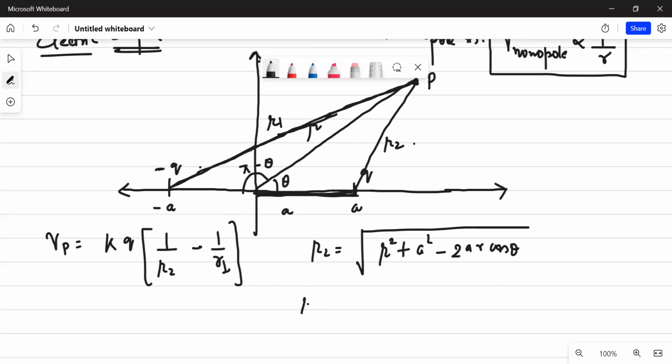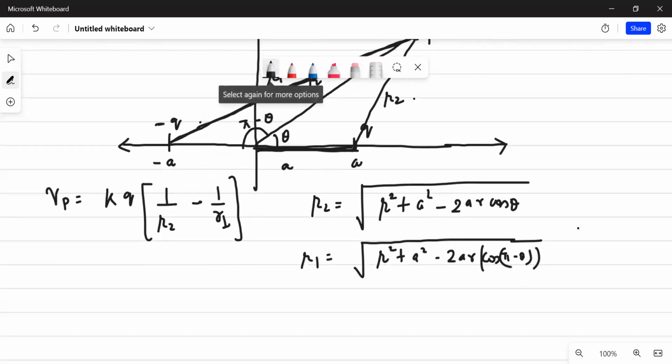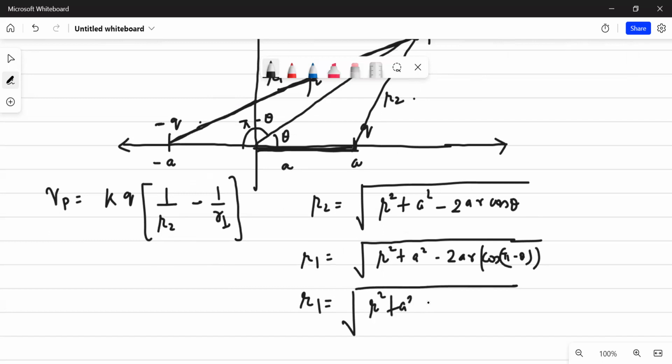So now your R1 would be equal to root over R square plus A square minus 2AR cos of pi minus theta. So if I write my R1 and R2 in a more articulate manner, my R1 would then be equal to root over R square plus A square plus 2AR cosine theta, because cos of pi minus theta is minus cos theta. Is that clear? So R square plus A square plus 2AR cos theta. This is how it is going to be.